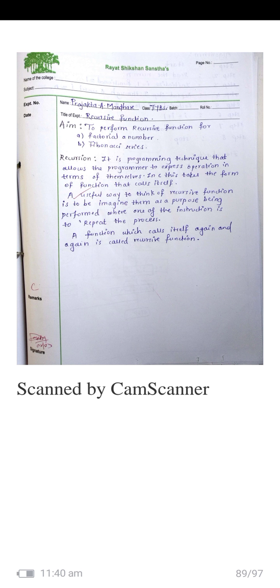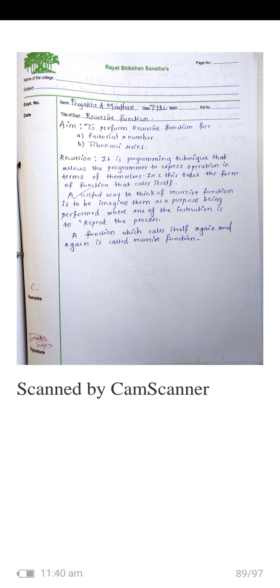Then next are the recursive functions. There are two parts of recursive functions: factorial numbers and the Fibonacci series. For factorial numbers, 1 factorial is equal to 1, 2 factorial is equal to 2 × 1 factorial, that is 2×1 equals 2, and 3 factorial is 3×2×1, that is 3×2 is 6, times 1, 6. So 3 factorial is equal to 6. We have to find the factorial of n numbers.